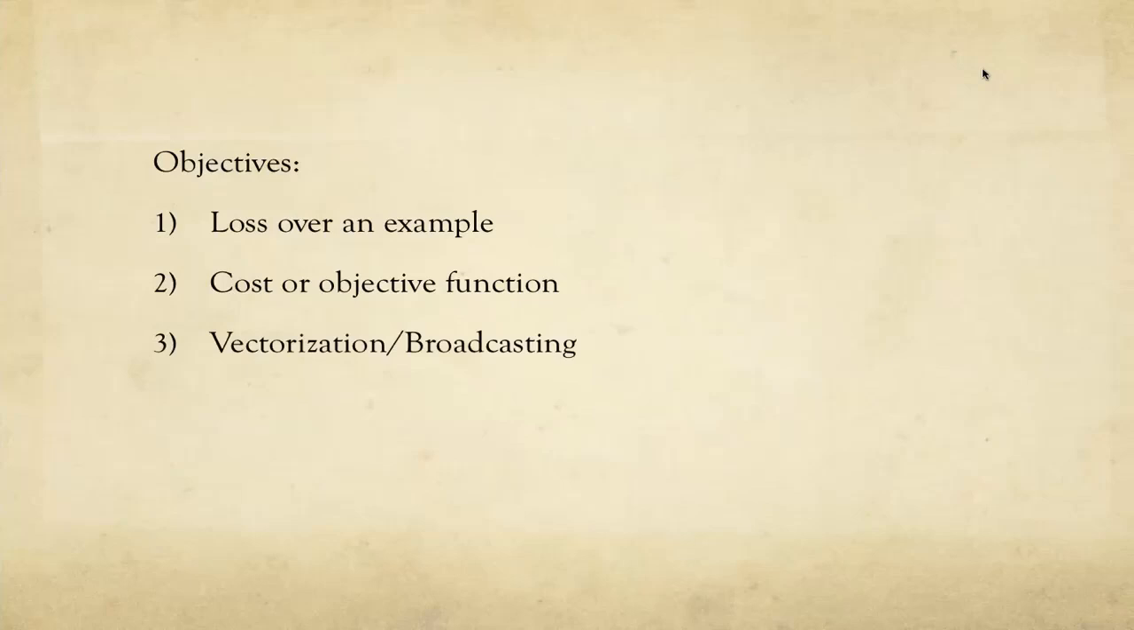Our objectives are to understand what a loss is over one training example. We'll talk about the cost and the objective function, vectorization and broadcasting. And then we'll talk generally about the training process.